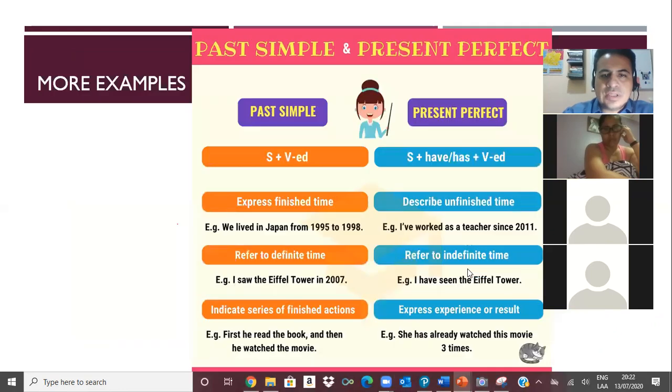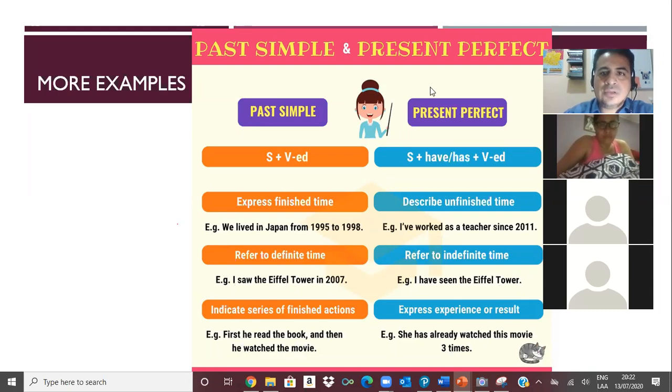Okay, very good. So let's go to the next one. I have more examples here. You can also use it to talk about a definite time. For example, past simple: I saw the Eiffel Tower in 2017. Or you can use it here for a definite time: I have seen the Eiffel Tower. Another example to indicate a series of finished actions. For example, past simple: First, he read the book and then he watched the movie. Or you can use present perfect and say she has already watched this movie 3 times.